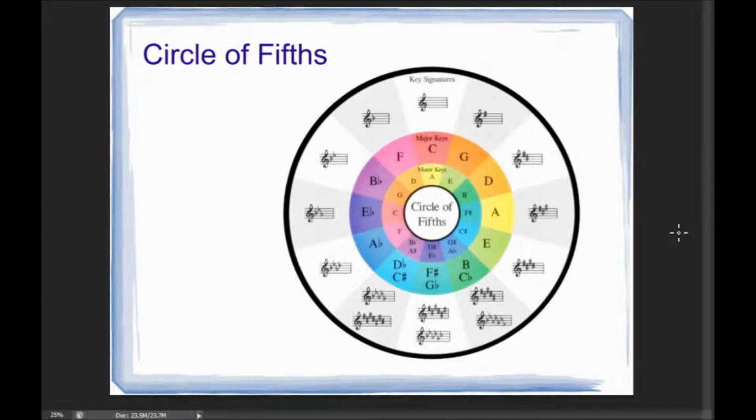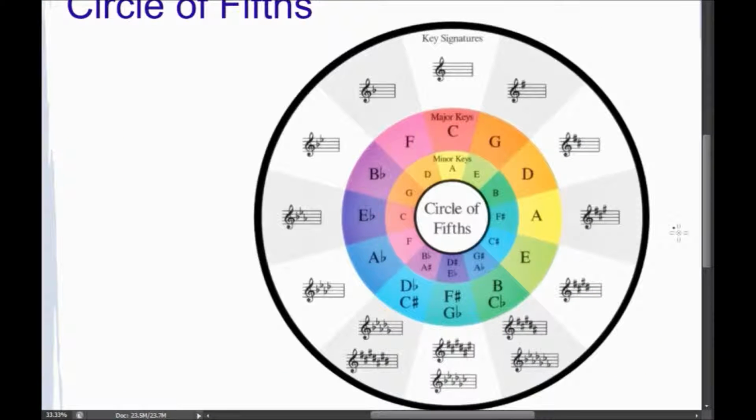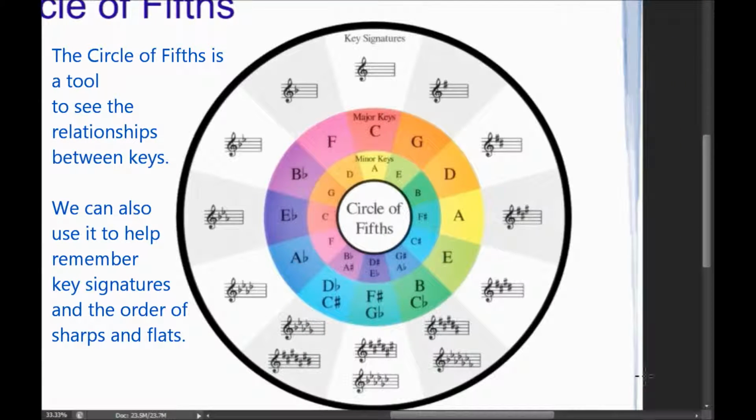This is the circle of fifths. If we wanted to write a major scale without writing all of the accidentals, we could use a key signature so that we know which sharps or flats apply to that entire section of music. We can use the circle of fifths to help us understand the relationships between different keys and to help remember the order of our sharps and our flats.